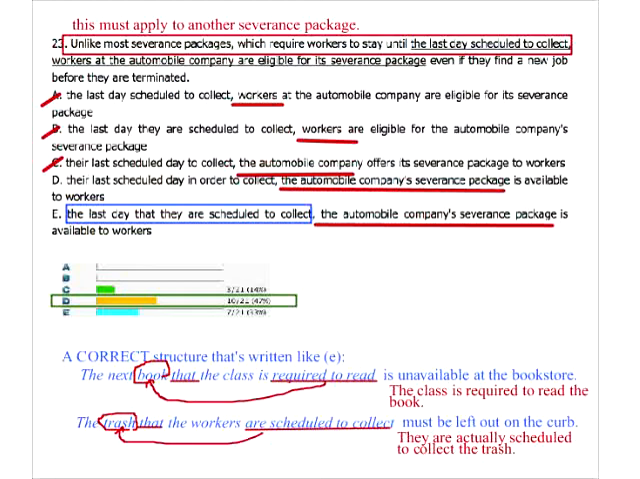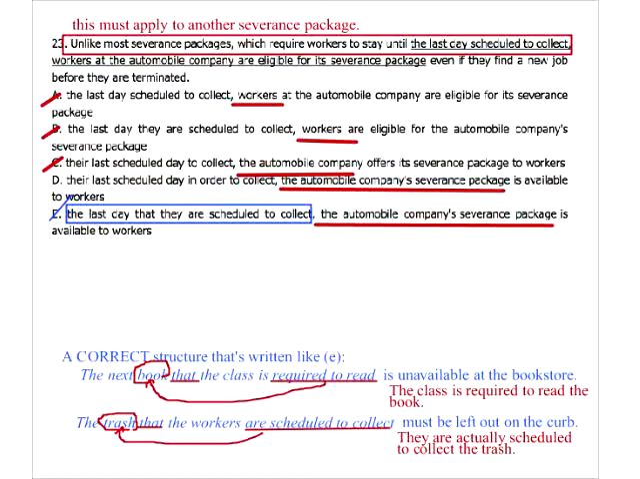Not true up here, though, unfortunately. These people are not scheduled to collect days. So the intended meaning doesn't work with what's written here. There's one exception to this, not to derail the discussion too much, but there is one type of construction that you can write in this way that is not the object of a verb. Let me show you what that is.